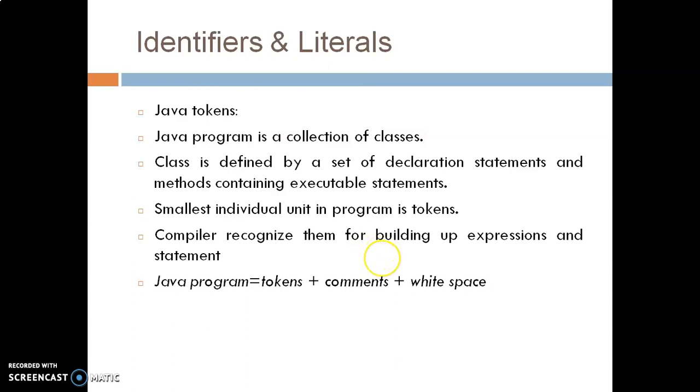Comments are nothing but suggestive statements. If you like, you can add them inside your program. It is only suggestible, it is not compulsory. White spaces plus tokens plus comments, when you combine these three, you make a Java program. The only essential part is that you have to use the tokens. Every smallest individual unit, like A, that is integer, everything is a token.